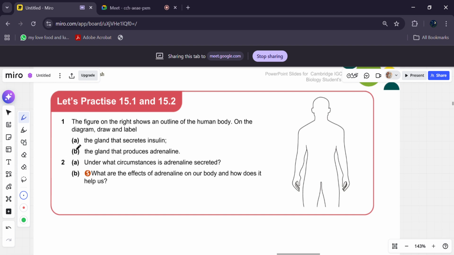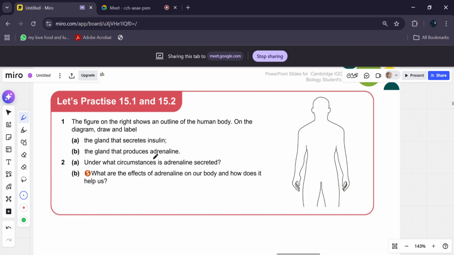For question 1A, the gland that secretes insulin is the pancreas. The pancreas is located in our lower torso. And the gland that produces adrenaline is the adrenal gland, and it's right on top of our kidneys. And for question 2A, the answer is when we are stressed, scared, afraid, or even angry, that is when the hormone adrenaline is secreted.